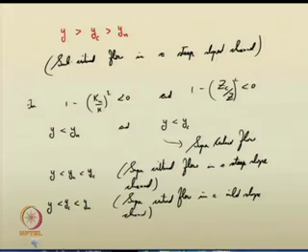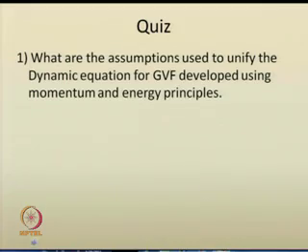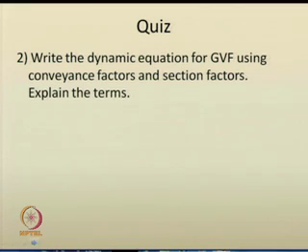The quiz for today's lecture is as follows. The first question is, what are the assumptions used to unify the dynamic equation for gradually varied flow using momentum and energy principles? We had used certain assumptions to unify both the equations. Please state them. Next question is, write the dynamic equation for gradually varied flow using the conveyance and section factors. Explain the terms in that equation. I am repeating the question.